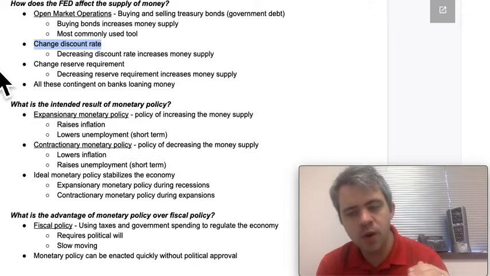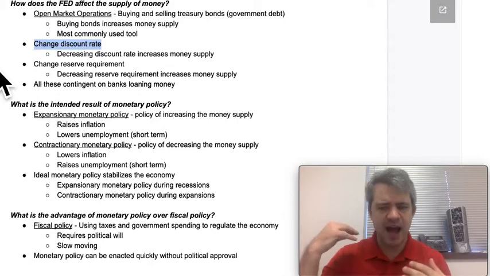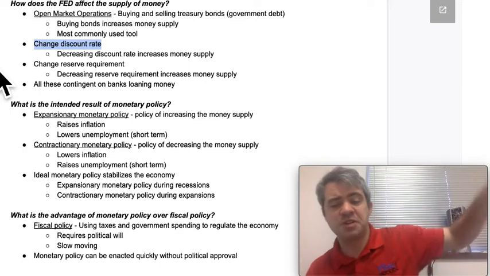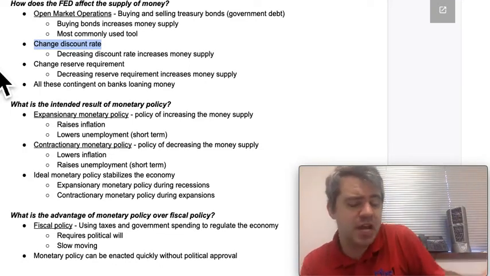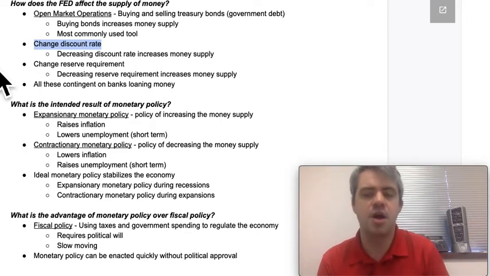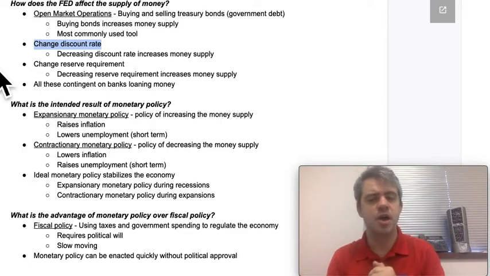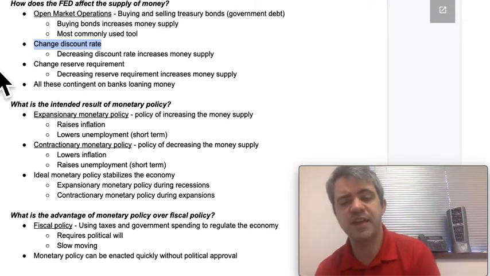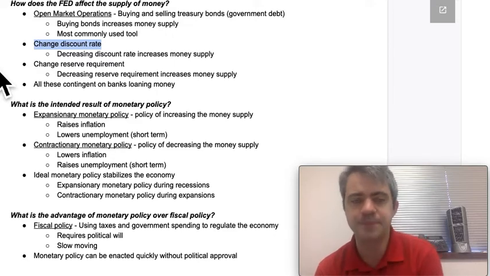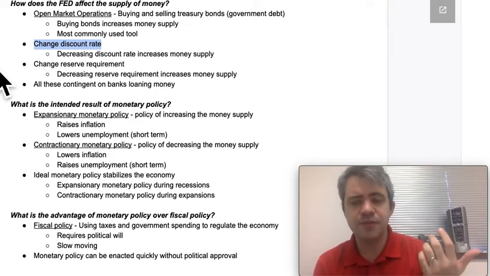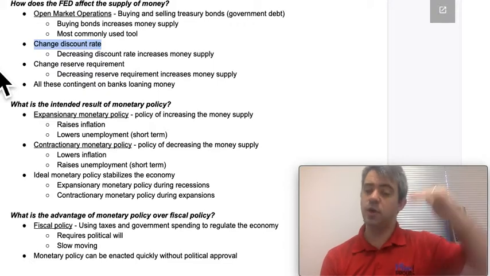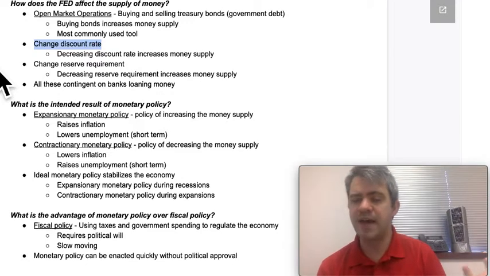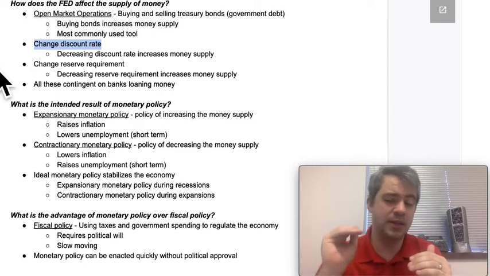Now, if I lower the discount rate, then if I'm at a bank and I get in a pinch and I'm like, oh, I don't have enough money, I can always go out to the Fed. And if the rate's really cheap, I haven't really been punished very much for not having reserves on hand. So that's going to encourage me to loan and loan and loan because I know I always have the Fed there who I can borrow from at a pretty cheap rate.